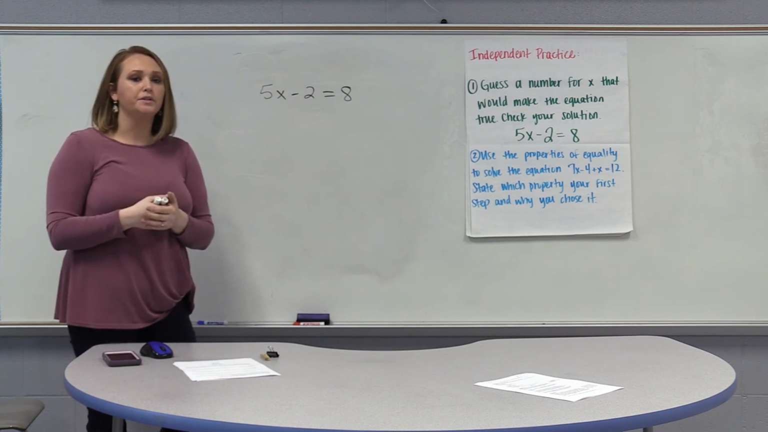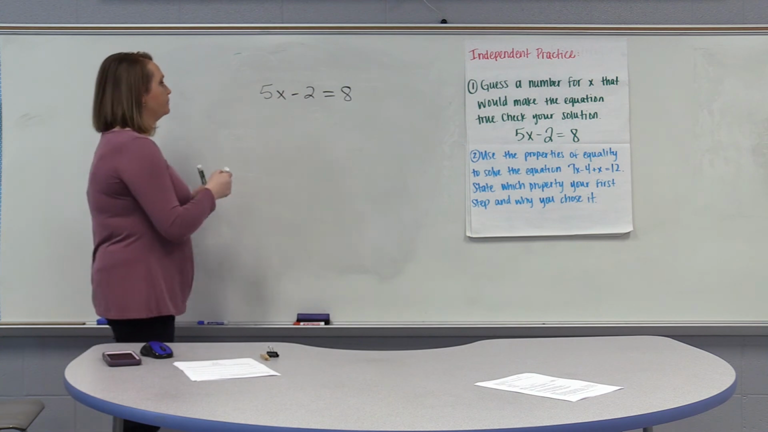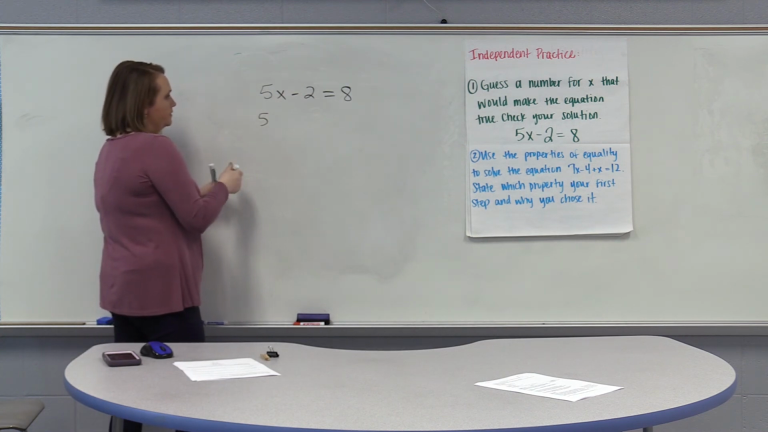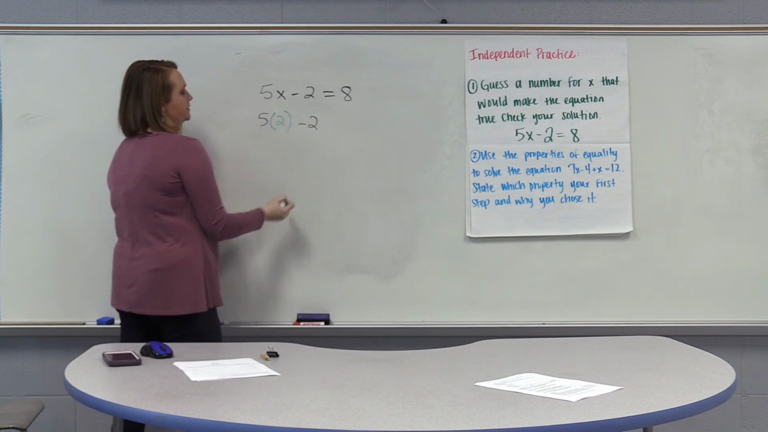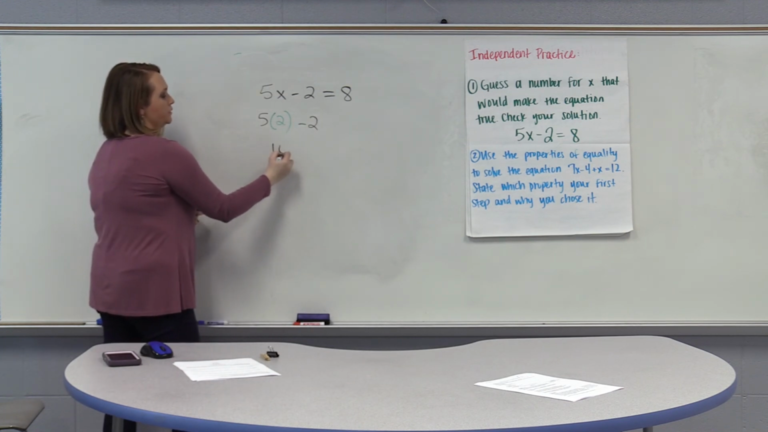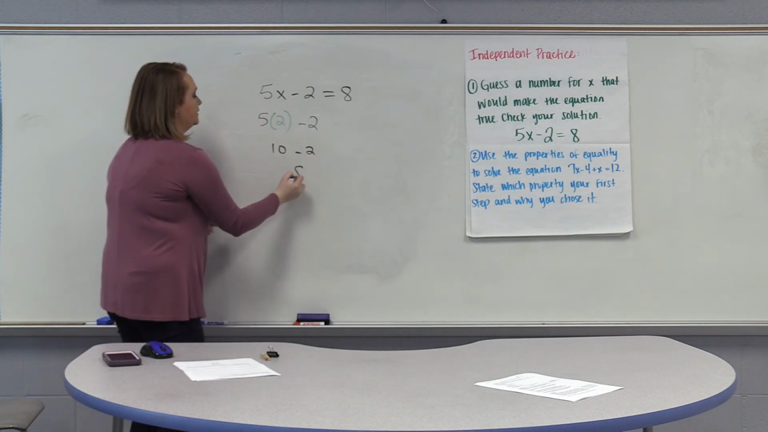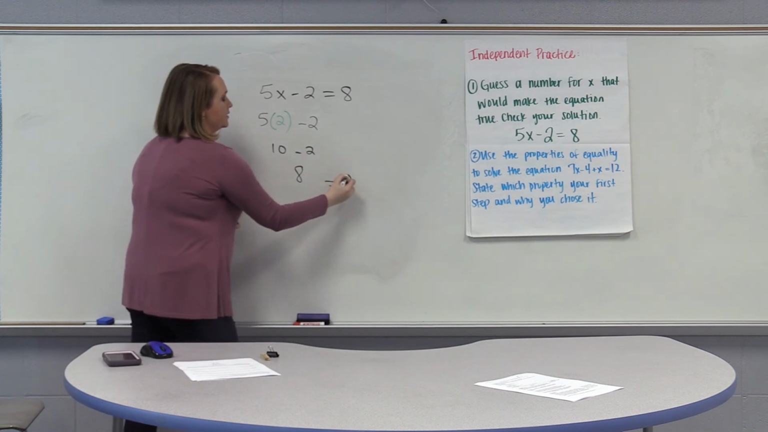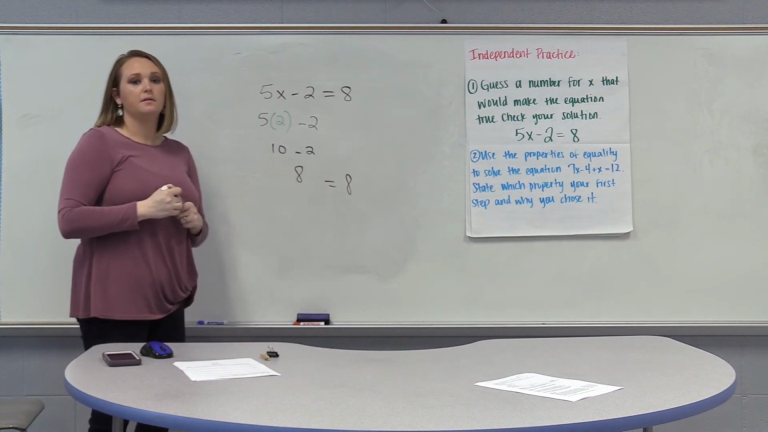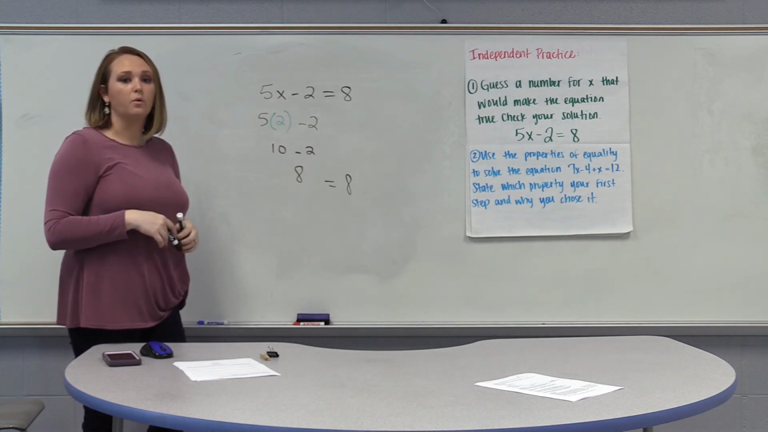When x is equal to 2, both sides of the equal sign have the same value. 5 times 2 minus 2. 5 times 2 is 10. Minus 2 is equal to 8. And then we see that the right side of the equal sign is also equal to 8. So the value 2, when plugged in for x, would make this equation true.